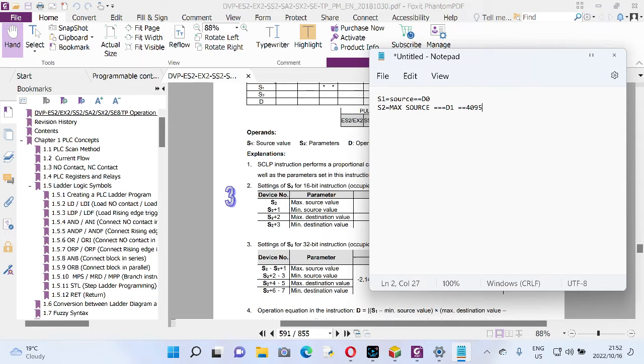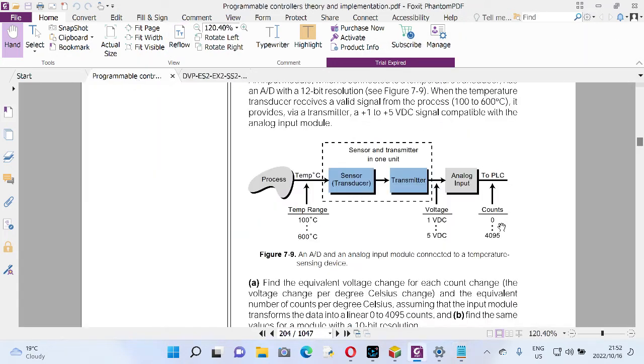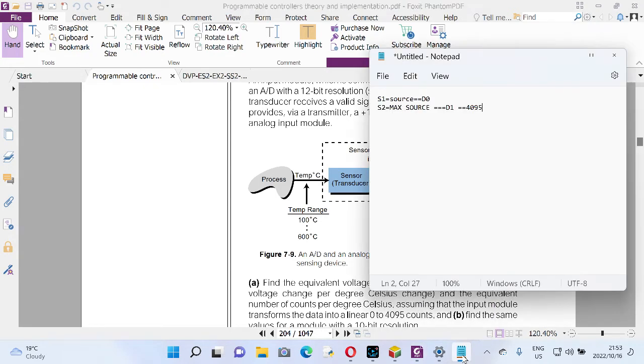Right. We go back to the question. The maximum source value is 4095. Remember, we are in the PLC. This is on the outside of the module. These are the counts. After we do analog to digital conversion, we get this. So this is our maximum source value, 4095 counts, right? And then minimum is 0.